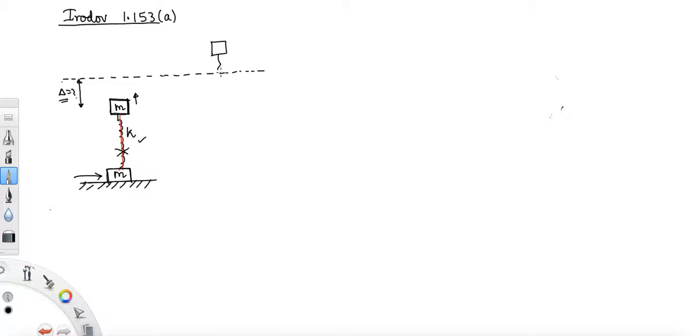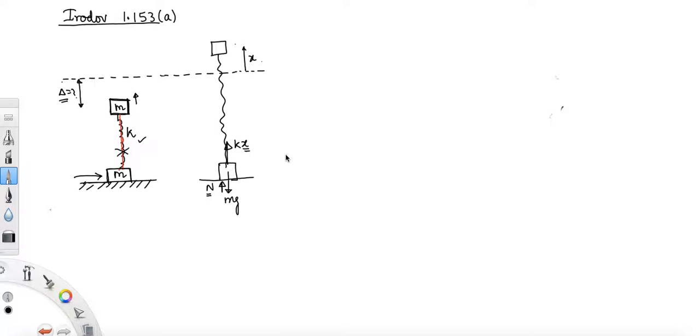There will be elongation in the spring, and let's say here x is the elongation in the spring. Then as x increases, kx is the force exerted by the spring on the lower block in the upward direction, and kx plus the normal reaction force balance mg at any instant. As x increases, the normal reaction force will decrease.